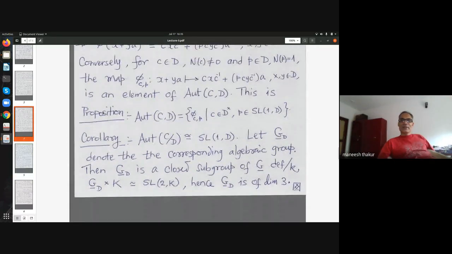So automorphisms of C which fix D pointwise are norm one elements from D. This is a K-rational point computation, but it is valid over any extension. So this is actually an algebraic group isomorphism. And the dimension of this group therefore is 3, because this is a form for SL2. Correct.